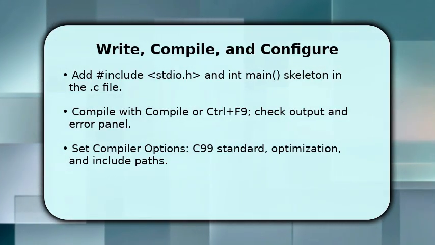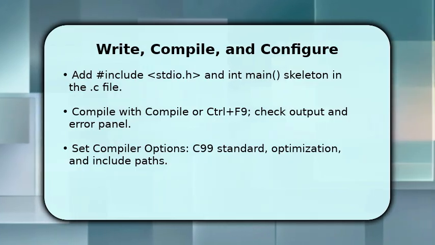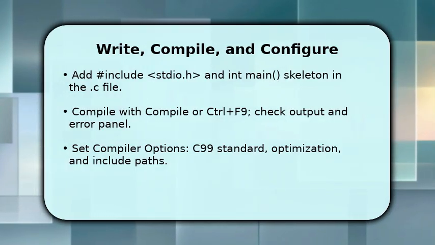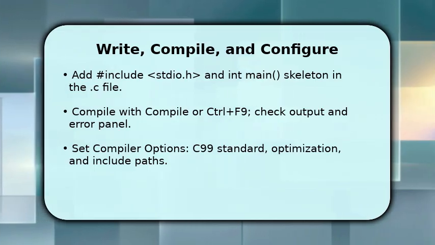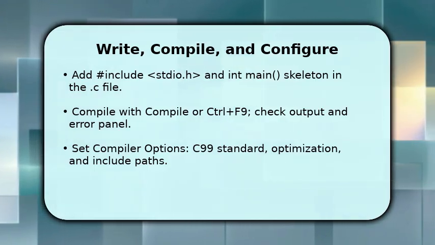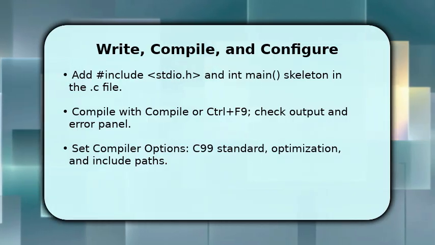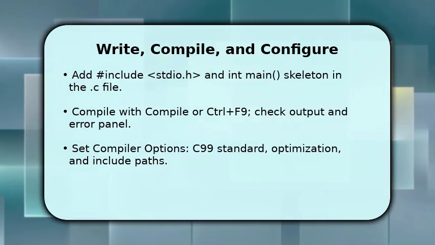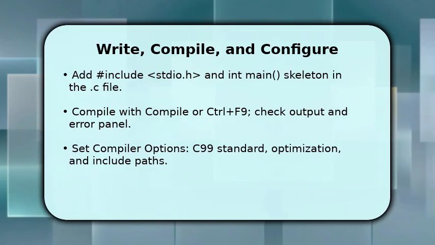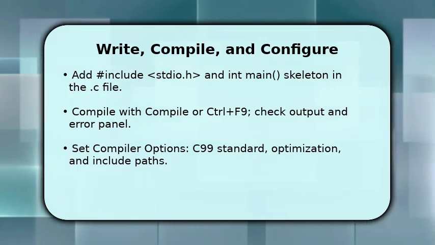If errors appear, read the error panel, click a message to jump to the line, and fix syntax or missing headers. Make sure compiler options target C99 or later, and that includes and library paths match MinGW. Once compilation succeeds, an executable is produced in the project folder.